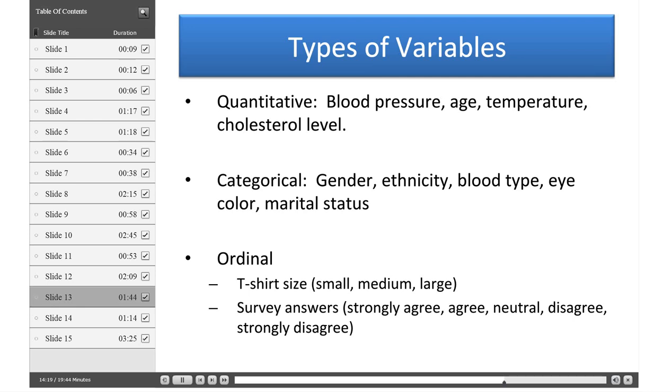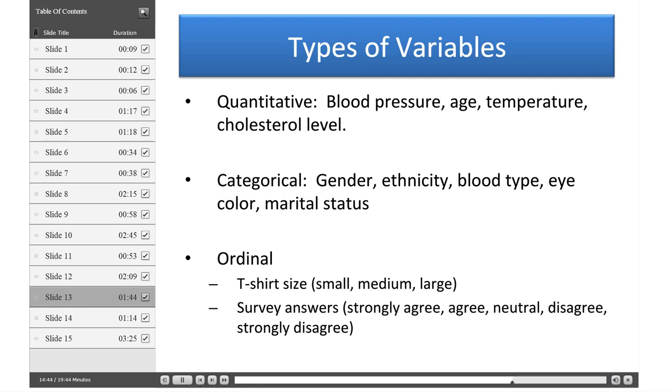Finally, we could talk about ordinal variables. Ordinal variables are also categorical variables where you're looking at categories, but it's where the categories have a natural ordering associated to them. So, for example, you might be talking about t-shirt size. I can have a small, a medium, or a large t-shirt. Now, these are just three different categories of t-shirts, but there's also associated an ordering. A small shirt is smaller than a medium shirt, and a medium shirt is smaller than a large shirt.